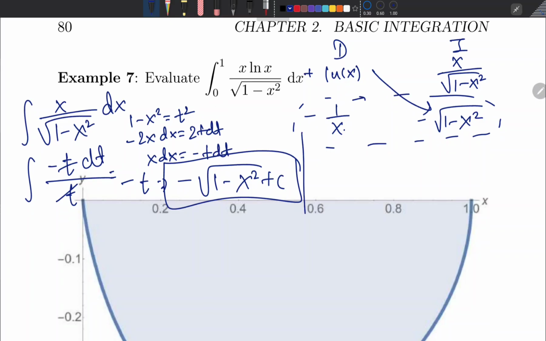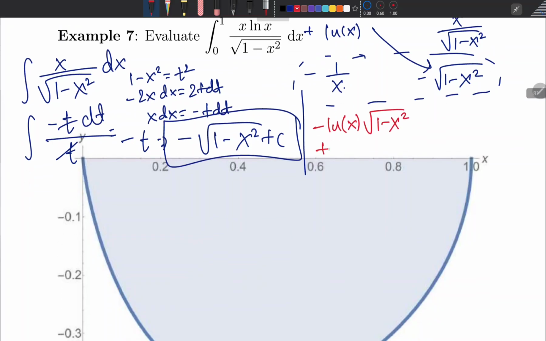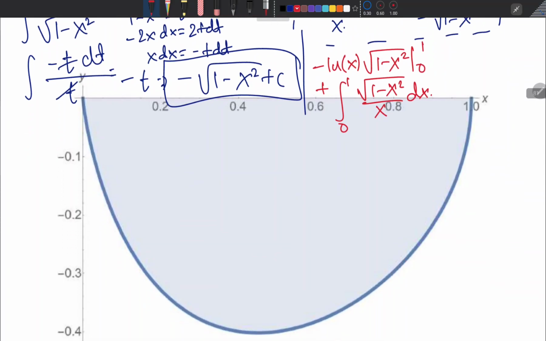So basically this is coming out to be minus of natural logarithm of x times square root of 1 minus x squared, and plus integral, actually this is being evaluated from 0 to 1, and we have integral from 0 to 1 of square root of 1 minus x squared over x dx. And let me just try this integral out once.